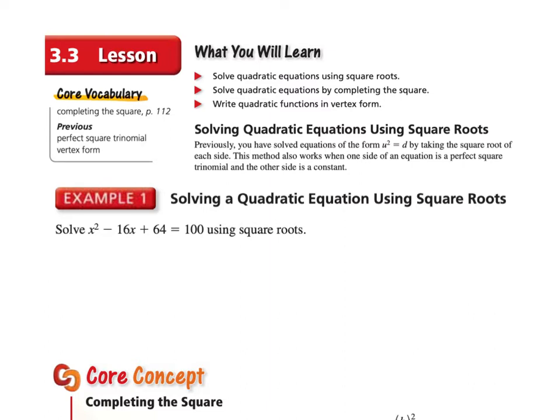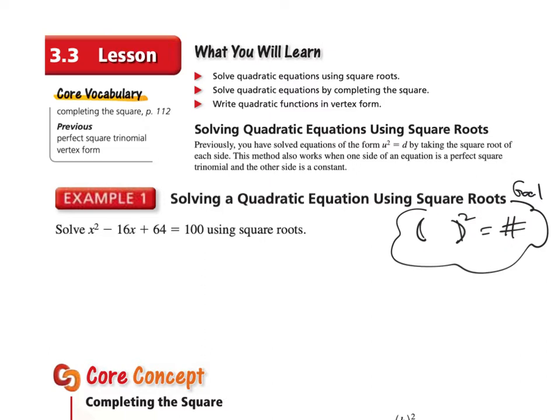So example 1, solve x squared minus 16x plus 64 equals 100. Now, the goal here is to get something squared equals some number. That's the goal. And we can factor x squared minus 16x plus 64 to where the two binomials are the same. It'll be easier to show you.